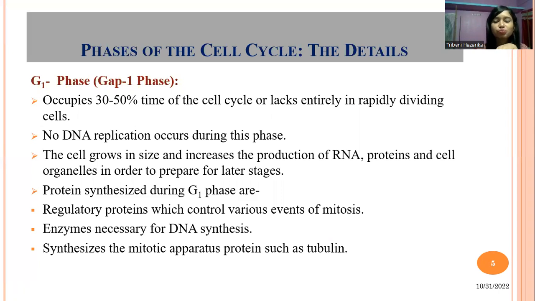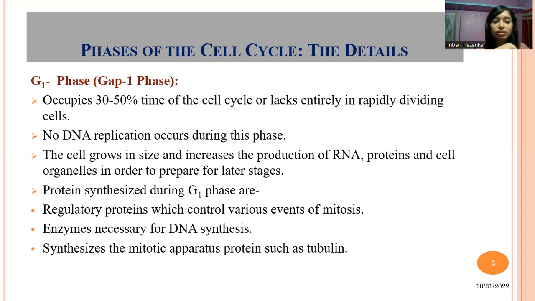It increases the production of different types of RNA, like messenger RNA, transfer RNA, and ribosomal RNA, and it also involves the synthesis of proteins and cell organelles, which lead to the growth of the daughter cells. The proteins synthesized during G1 phase are the regulatory proteins which control various events of mitosis. These regulatory proteins also play a very important role in the regulation of the cell cycle.